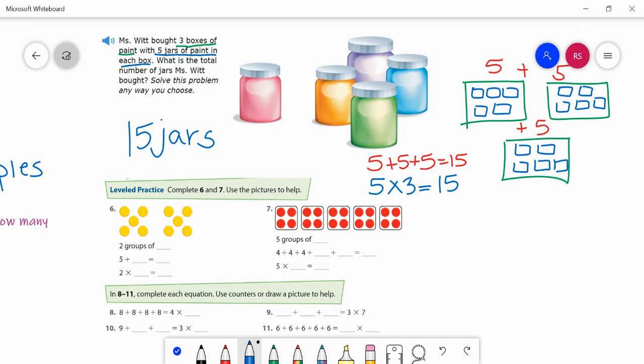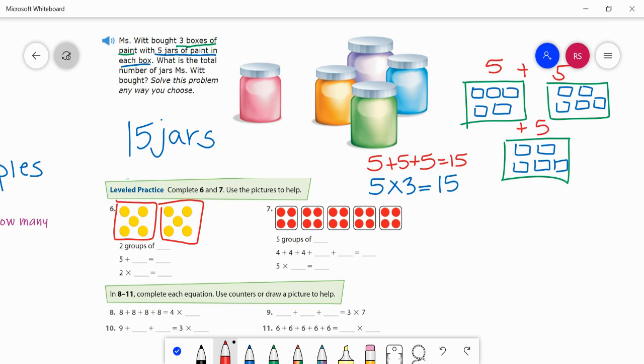Let's take a look at some more practice, just kind of getting our mindset on repeated addition and changing it into multiplication. So for number 6 and 7, we're going to use these pictures to help us. For number 6, we have two groups of blank. How many are inside of each of those groups? Let's find out. So I know that I have two groups, and I'm going to circle or square off these two groups. This is my first group. This is my second group.